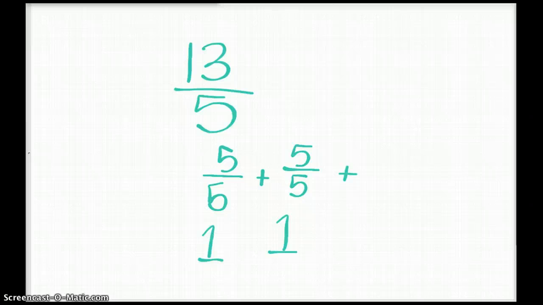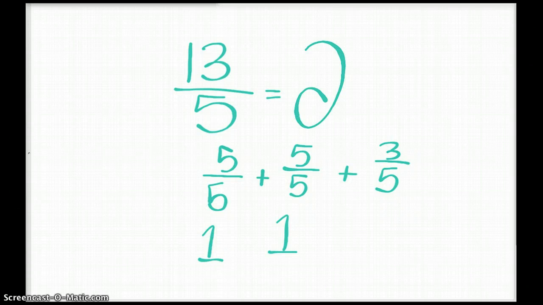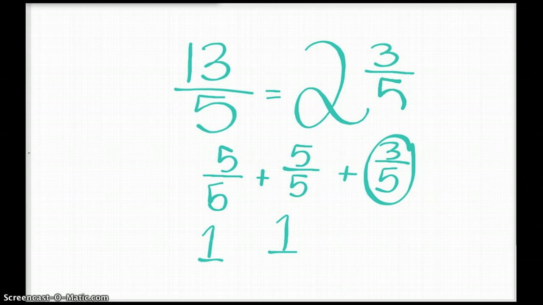To go from 10 to 13 is 0? No. How many? 3. Okay, so what you're left with is 2 wholes. And what is our fraction part going to be? 3/5. Okay, you can go in 2 times, and it has 3 left over. All right, so keep practicing that.